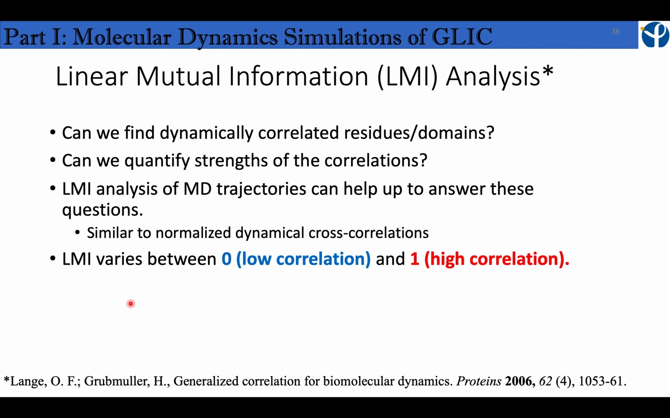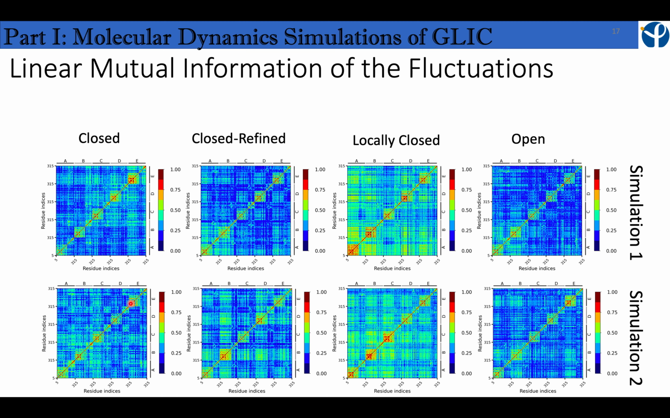It's very similar to dynamical cross correlations, which are widely used, but dynamical cross correlations change between -1 and 1, while LMI varies between 0 and 1. 0 means low correlation, and in the color maps it is blue, and 1 means high correlation and it's shown in red. So I will show you here, for the first simulation set, first row, LMI maps, and for the second simulation set.